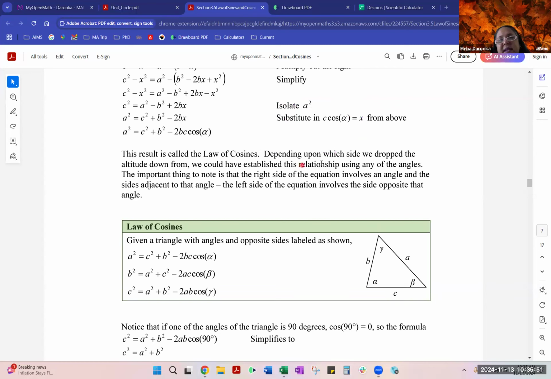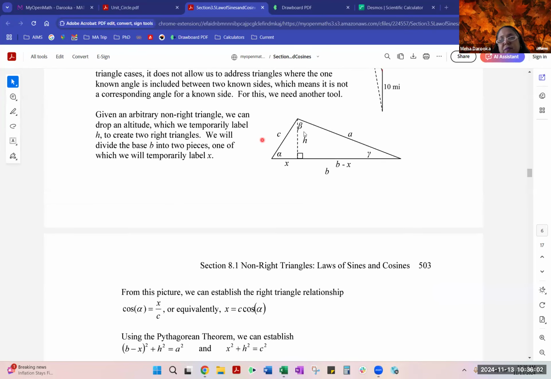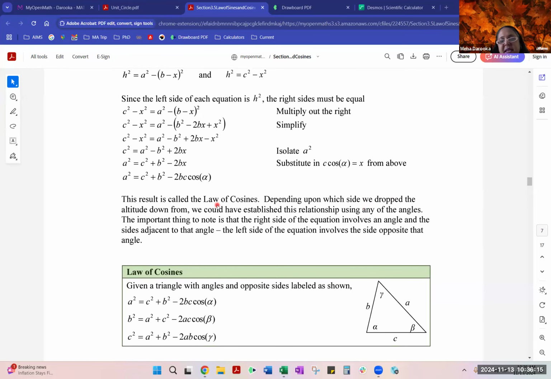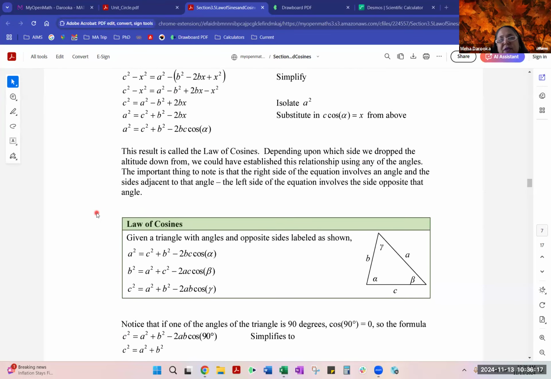So basically they are saying, depending on which side we dropped the altitude down from, we could establish this relationship using any of the angles. Depending on where you drop that altitude, or that perpendicular line, from, we could do it from the vertex at angle alpha. You could do it from the vertex at angle gamma, and you could still come up with the same relationship for the other sides.